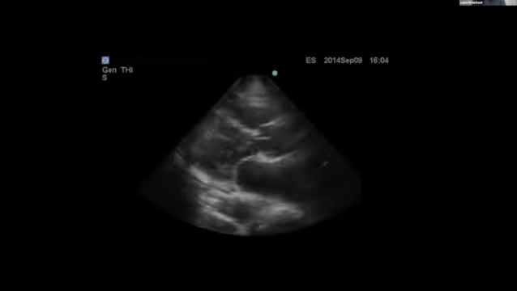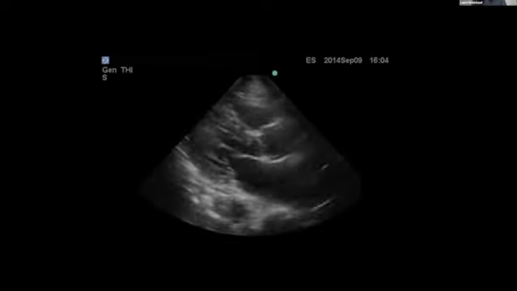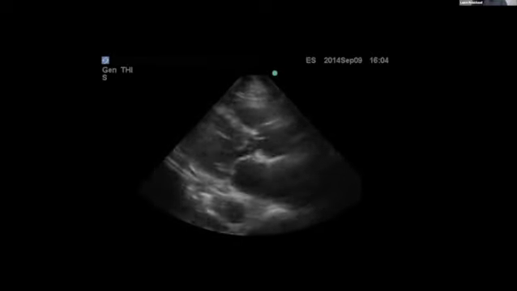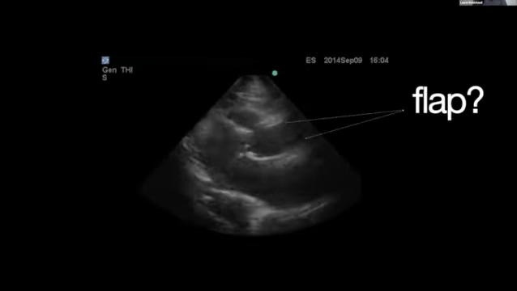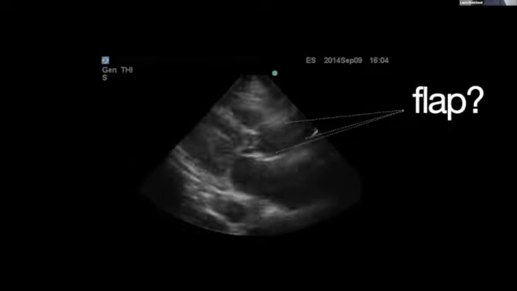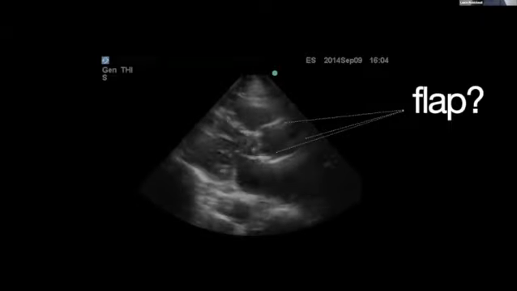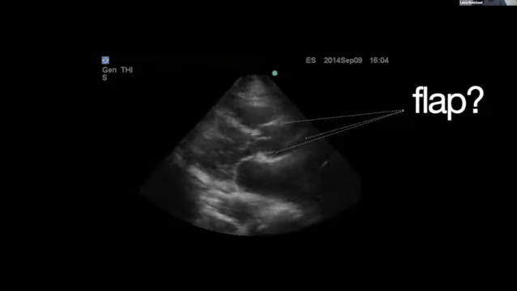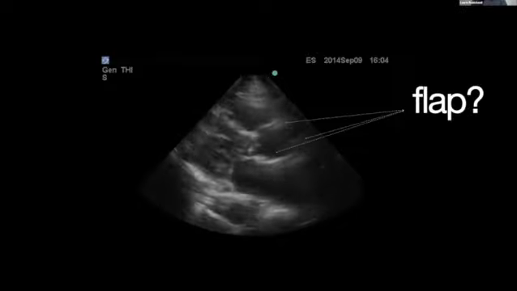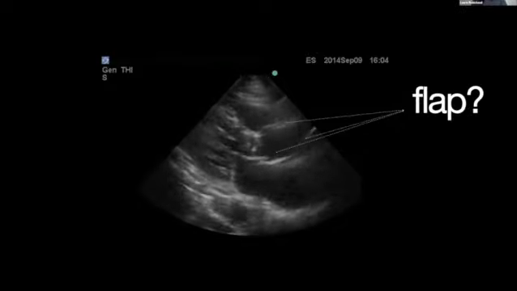So change your view. Again, very commonly in the parasternal long axis view, you're going to be looking at it and you're going to say, is this a flap? Could that be a flap? Or is this a flap? These three are poorly defined. It looks like they are very close to the aortic wall. Don't call that a flap. Make sure that you change your view, you try to see something else.